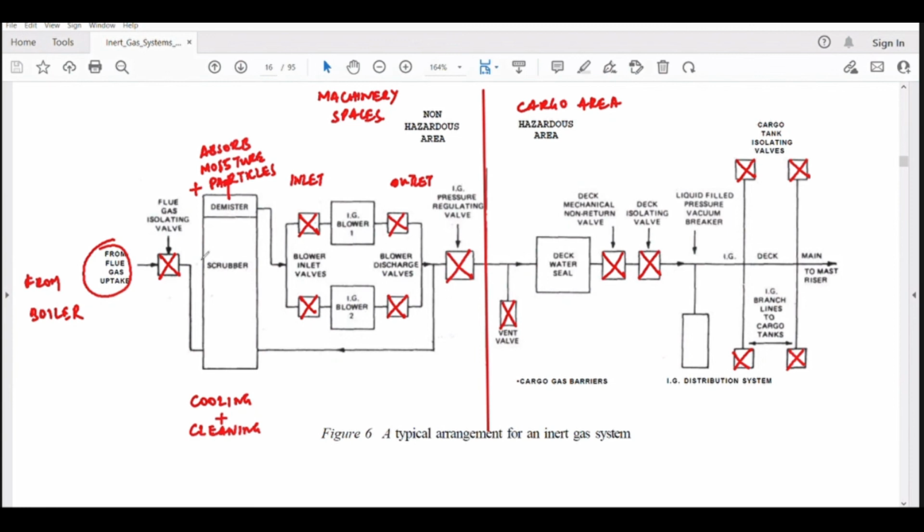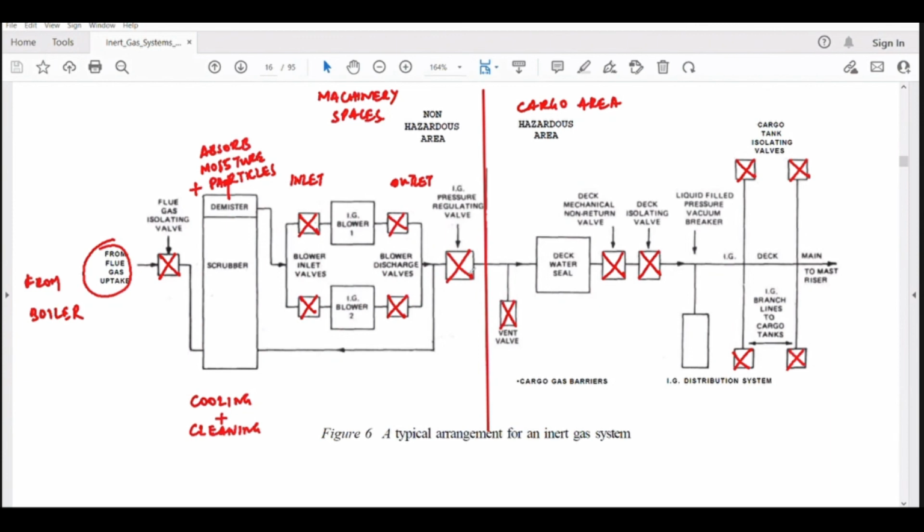it will keep on pushing the flue gas into the tank area. Now in the tank area, there is an isolating valve. How the isolating valve works, I will discuss in the next class. The isolating and the regulating valve will maintain the pressure in the line. Next comes the deck seal.